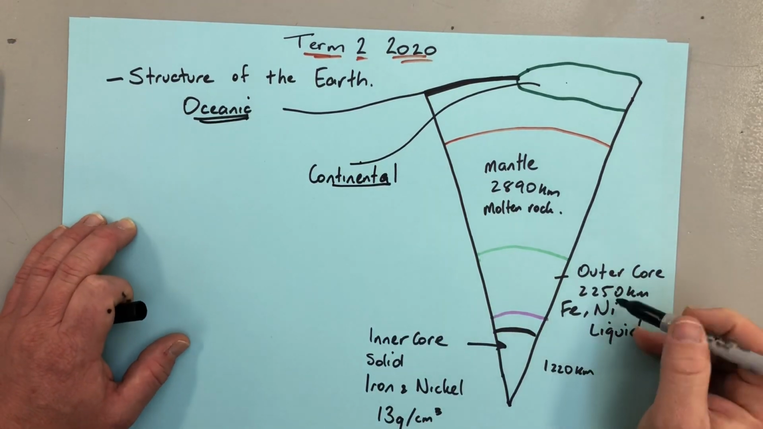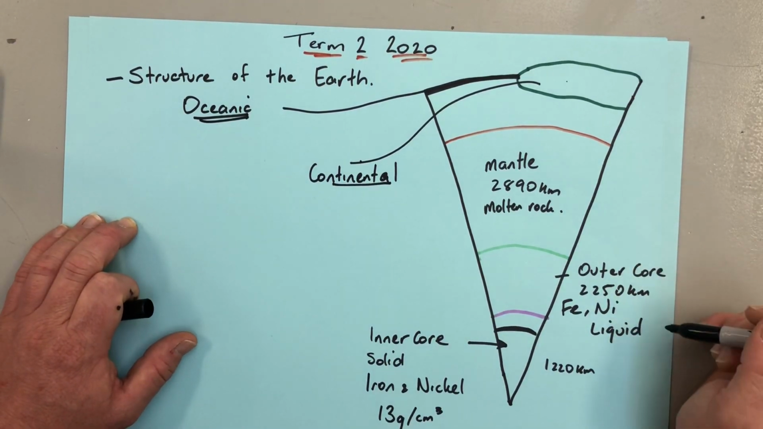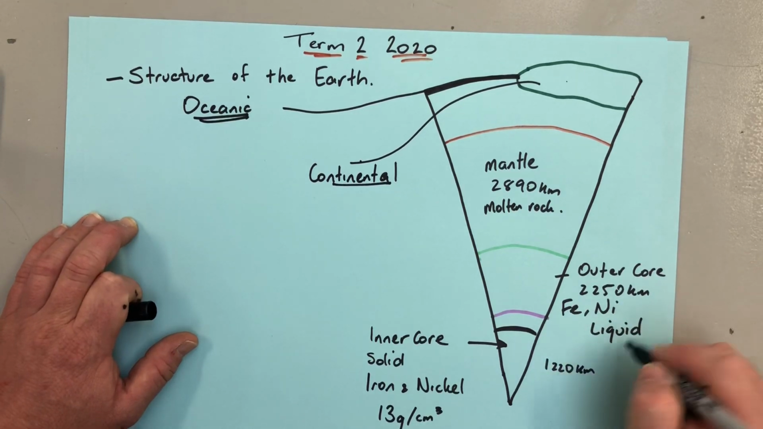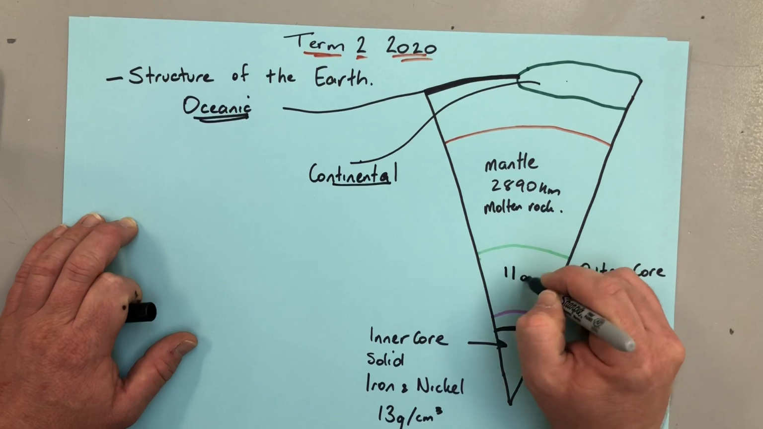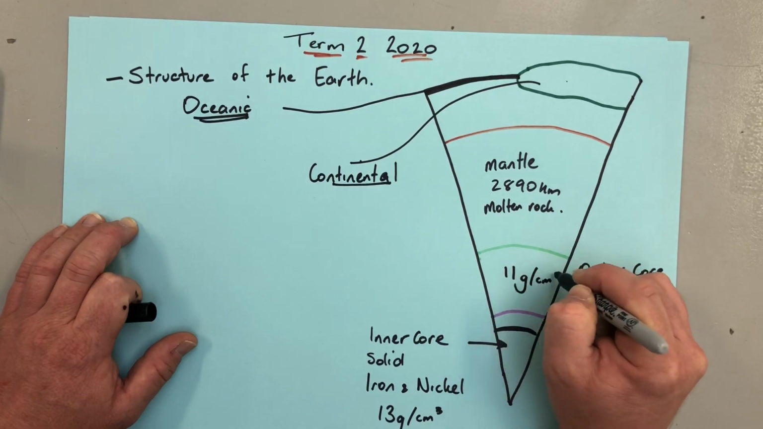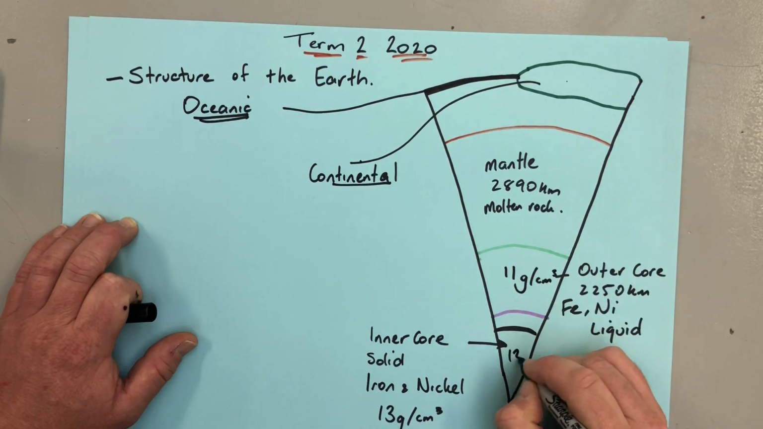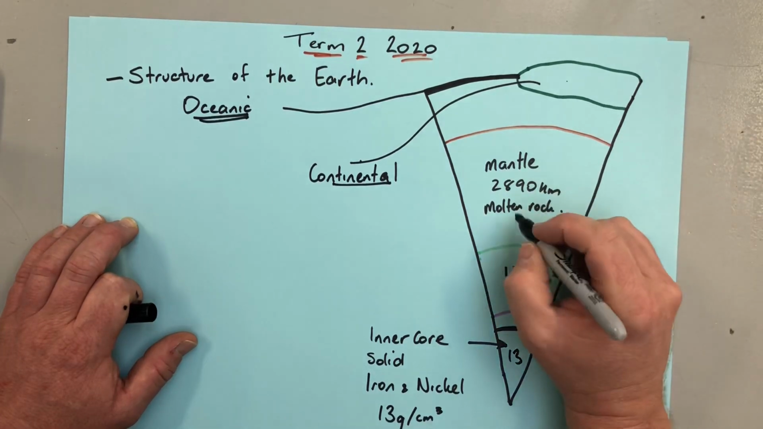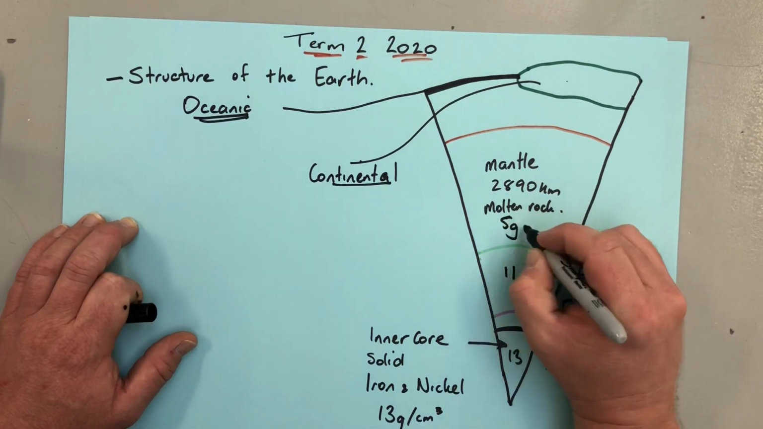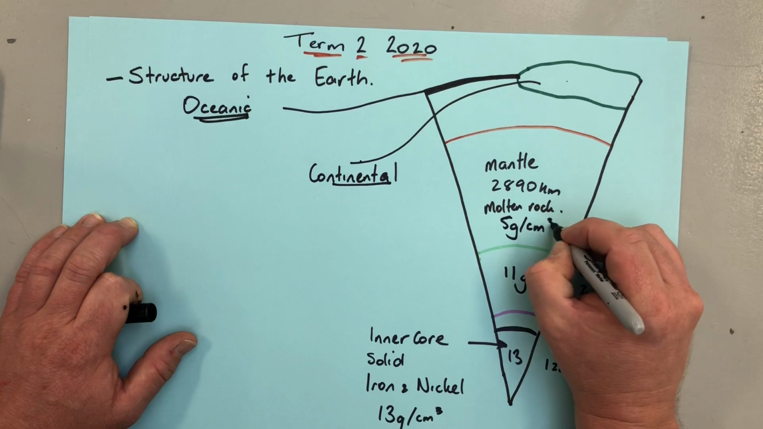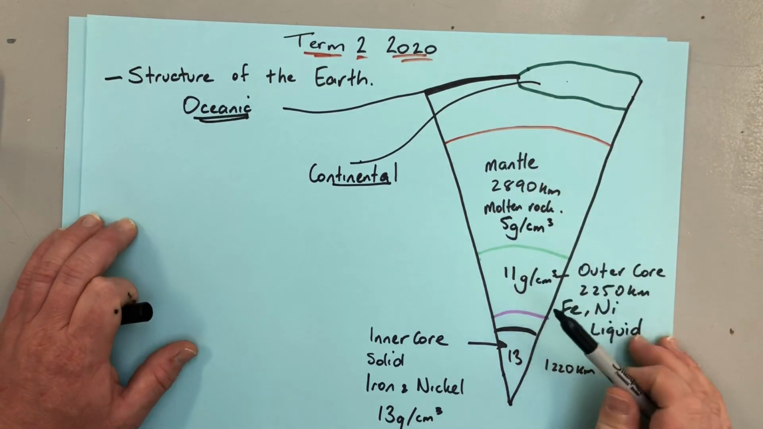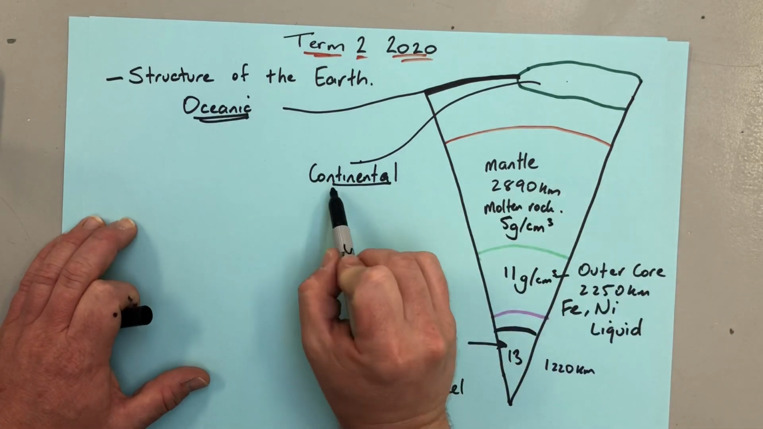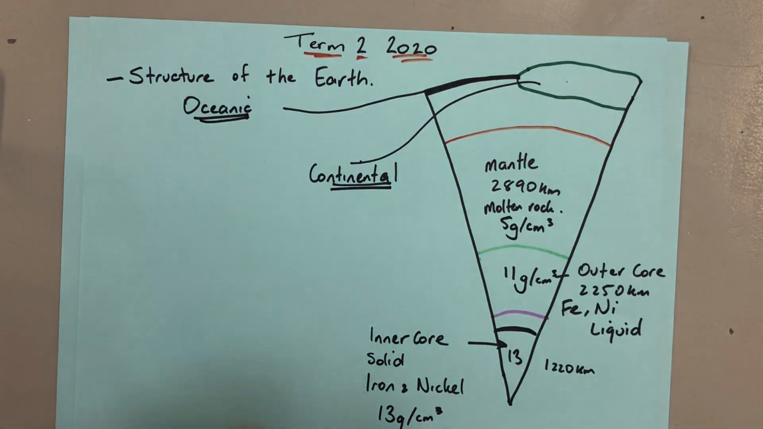Oh, I will mention also, I should have done this before, that the outer core has a density of 11 grams per cubic centimetre. And the mantle has a density of about 5 grams per cubic centimetre. Can you see we've got lowering density as we move upwards? All right, let's go back to our crusts here. Oceanic crust and continental crust.